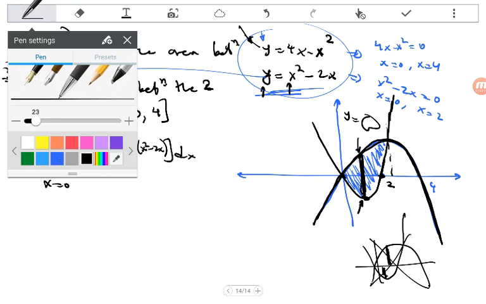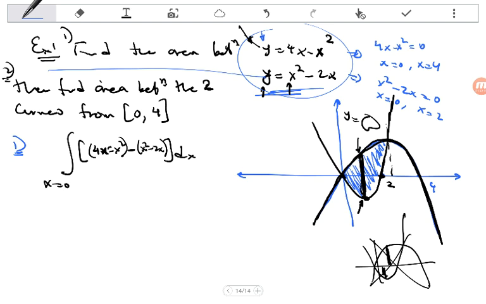So I need to find the point of intersection between these two curves. How to find the point of intersection? I need to intersect these two curves. So I just write 4x minus x squared equals x squared minus 2x and solve this equation. Okay, it will give me 2x squared minus 6x is equal to 0.